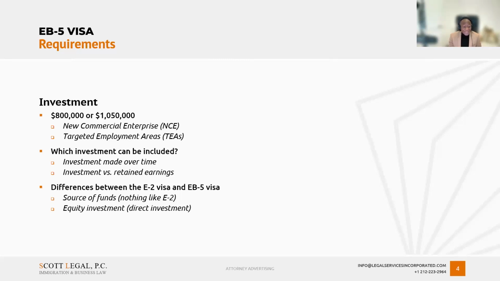But USCIS denied a number of those petitions, saying that the child did not have possession and control of the funds, so they didn't invest anything, even though the money came from their parents, even though there was a gift letter, but the money didn't actually hit the personal bank account of the child before it was invested in the regional center.